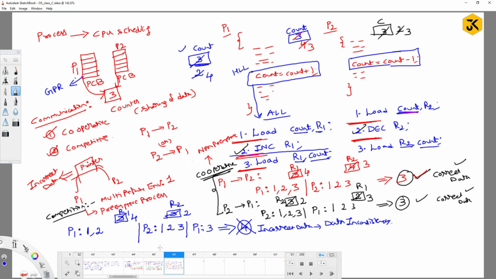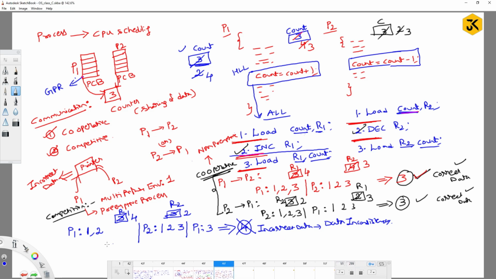Suppose for example, if I say P1 executing line number 1, what is the register value? R1 contains the value 3. Assume again I am taking the count as 3. Right? Now it has executed statement number 2. When it executes statement number 2, it will increment it by 1, that is 4. Done. And preempted it is.